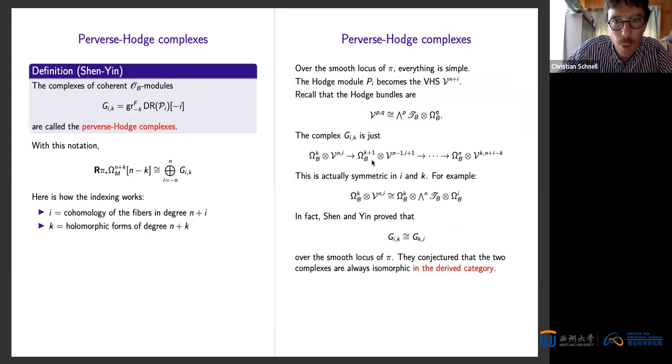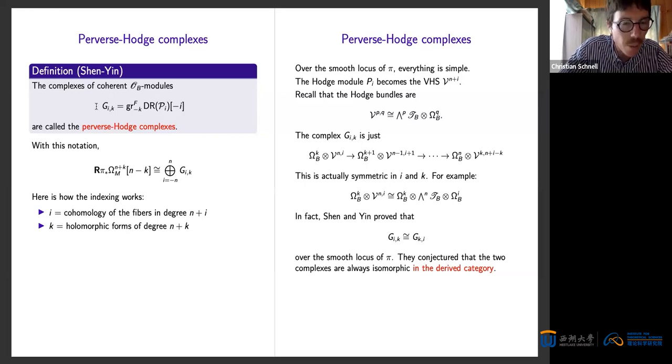And so what I want to say is, before we get to the complicated bit, these complexes G_{i,k}, they're very hard to understand in general at the singular points. At the smooth points, when the fibers are just abelian varieties, they're extremely simple, right? Let me explain this on this slide. If I take the smooth locus of pi, everything is very simple because the fibers are just abelian varieties. So the Hodge modules restricted to the smooth locus are just variations of Hodge structure. And we already computed the Hodge bundles. They're just these wedge powers of the tangent and cotangent bundle.